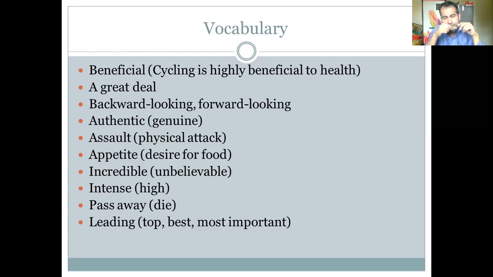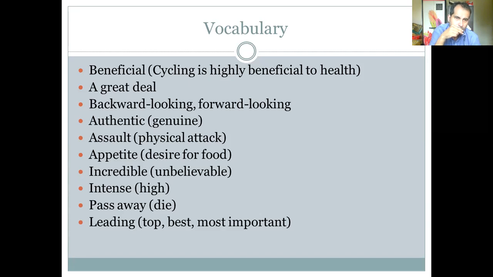Another next phrase is pass away. Very common phrase in our day-to-day life. We usually use this in both spoken and writing. Pass away means to die. If I say that the man passed away last night, that means the man died last night. Pass away. Keep this in mind. Pass away means die.